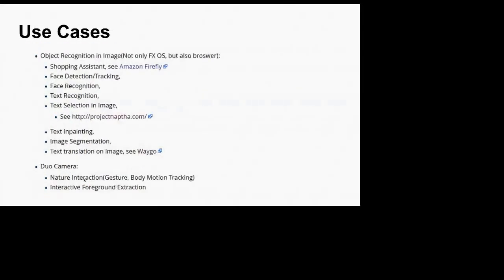Another part is object recognition. We can use FoxEye to do some shopping assistant like Amazon Firefly, face detection and recognition, also text recognition, text selection, image intent selection, and translation like Lego or Wallace. Also dual camera, we can support dual camera in the future.